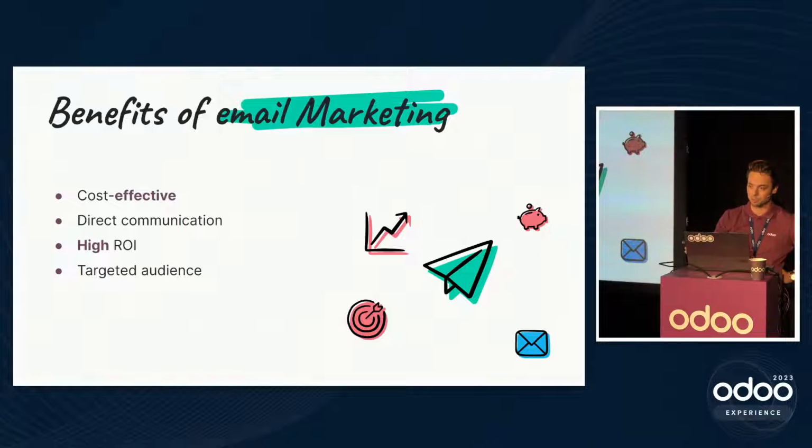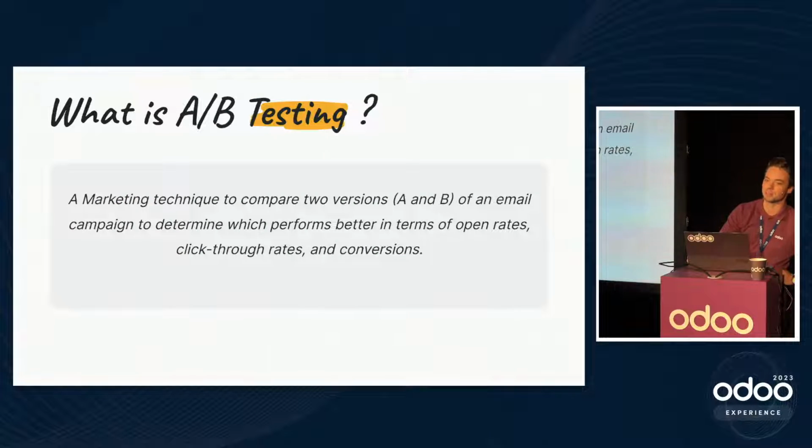And I see already marketers here in the room thinking, oh, are we going to speak about sending the right message to the right people at the right time? And yes, we are. This is precisely where A/B testing comes into play. This is a method that allows you to compare two versions of an email, version A and version B, and choose the one that performs better.